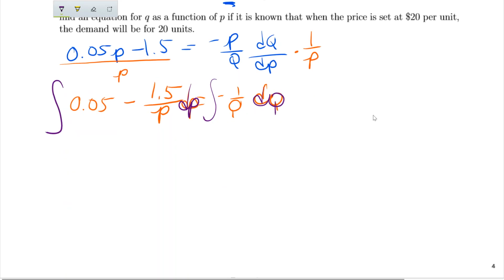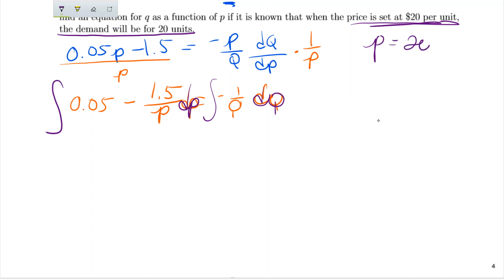Sides, not parts. Oh, and before I go any further, make sure we make note of our information here. When P is 20, Q is 20. And usually you can get that from like a market survey. Oh, when I had this price, how many did I sell? Which is kind of nice.